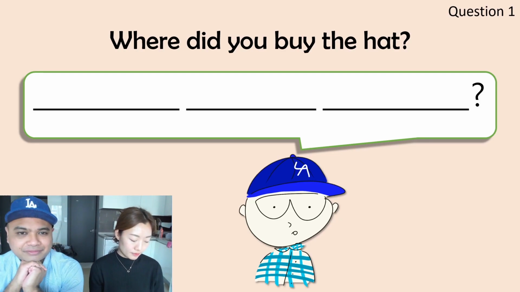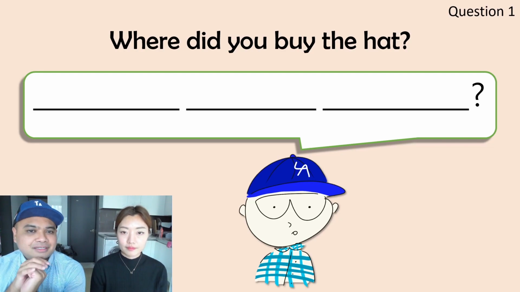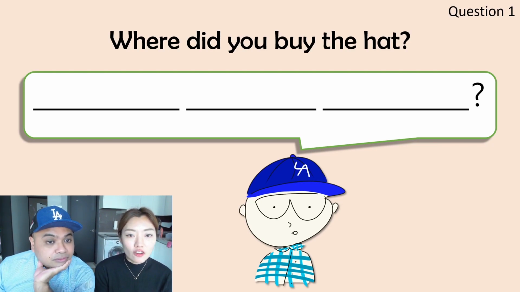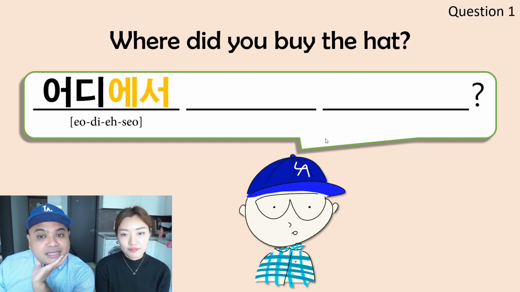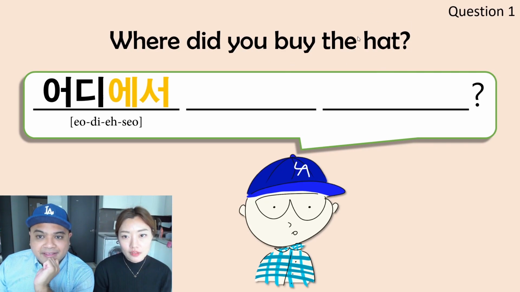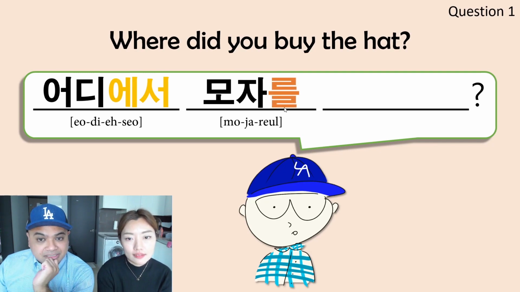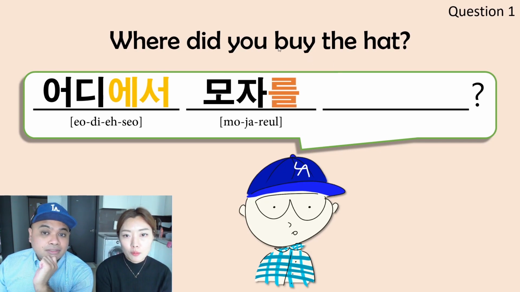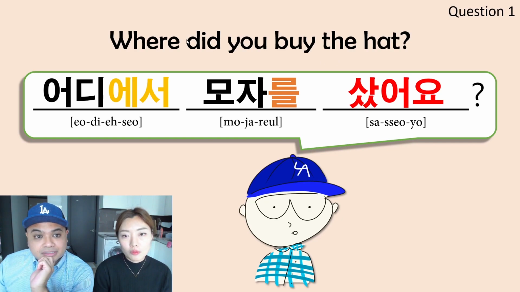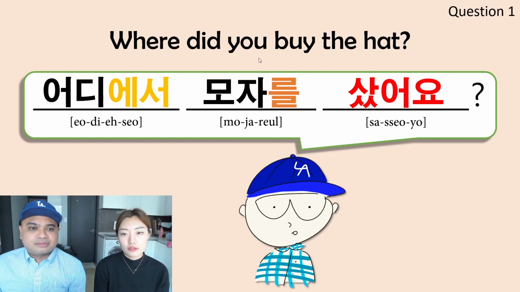Okay, so we have the question I'm asking: Where did you buy the hat? Now, first part, we need to say where at, right? So how do we say that? 어디에서. And then we need the object, and the object is the hat. 모자를. And then we need the verb, which is buy, so past tense. 모자를 샀어요. Right, very good. So 어디에서 모자를 샀어요?